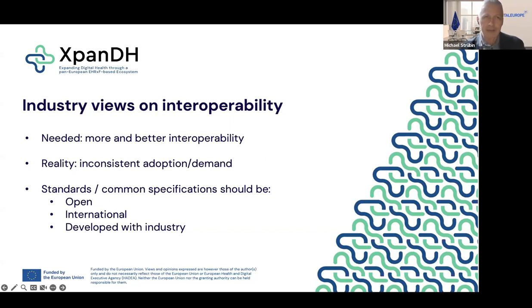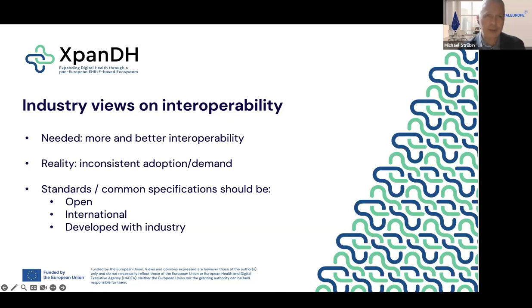The reality, of course, is that there's been inconsistent adoption or demand for interoperable products. I mean, we have in Europe divided competencies in healthcare, and we can probably talk about how European legislation can filter down in a world where, of course, national and regional actors are responsible for healthcare and for the delivery of healthcare and implementing these digital health solutions.